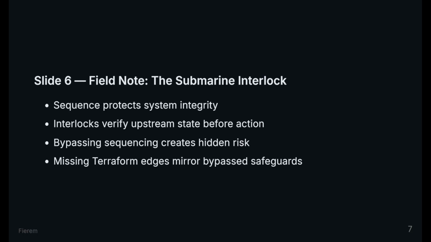On a submarine, you do not open a valve because the drawing says it exists. You open it because upstream conditions are verified and interlocks are satisfied. If you bypass the interlock, you can move faster for one evolution and then pay for it during the casualty when the system state is not what you assumed. In Terraform, missing dependencies create the same failure mode. Operations start based on absent edges, and the first symptom shows up as a flaky plan or an apply that fails halfway through.